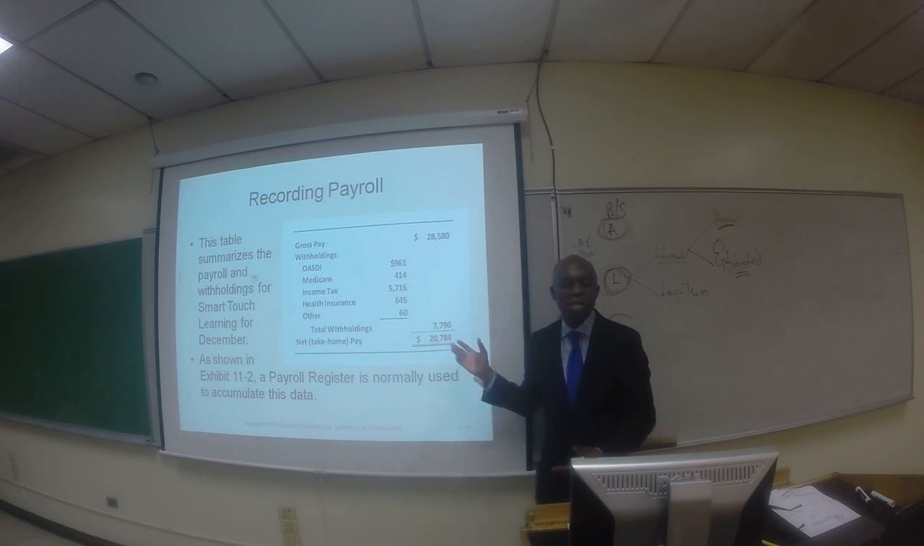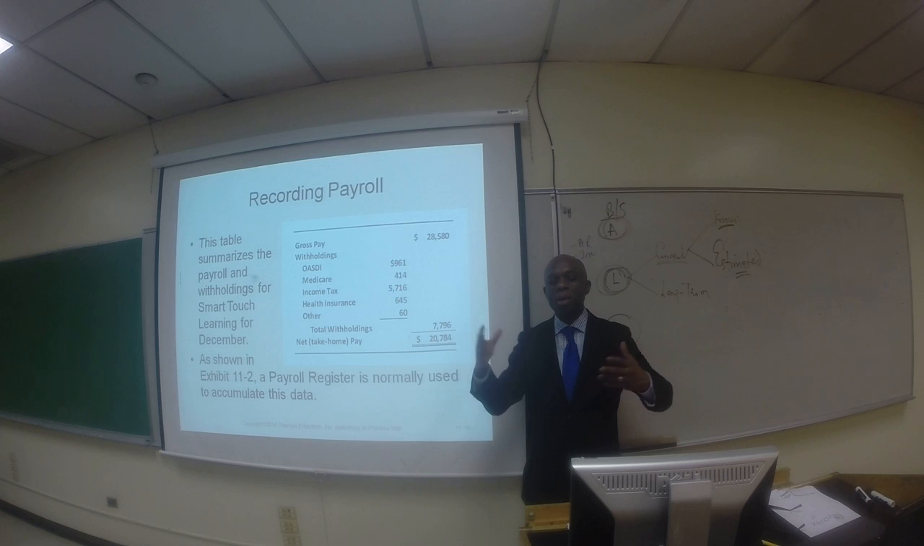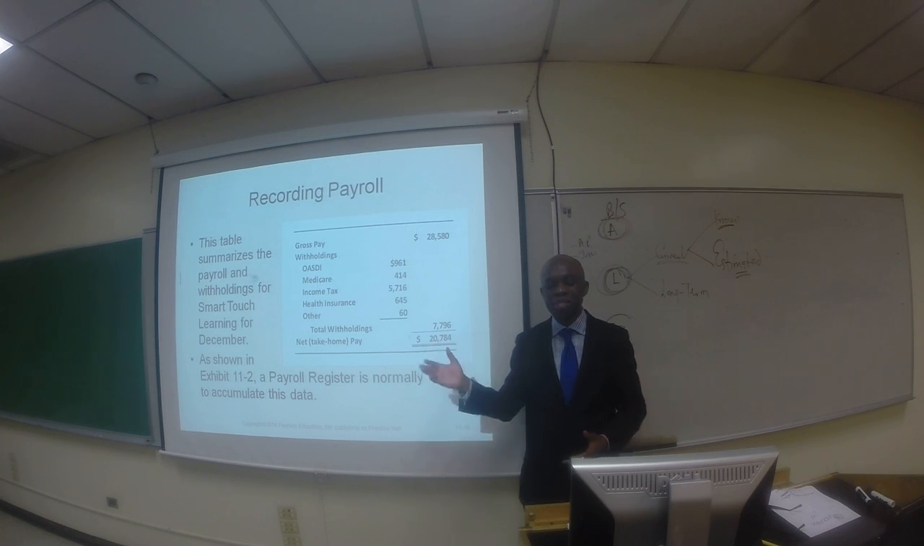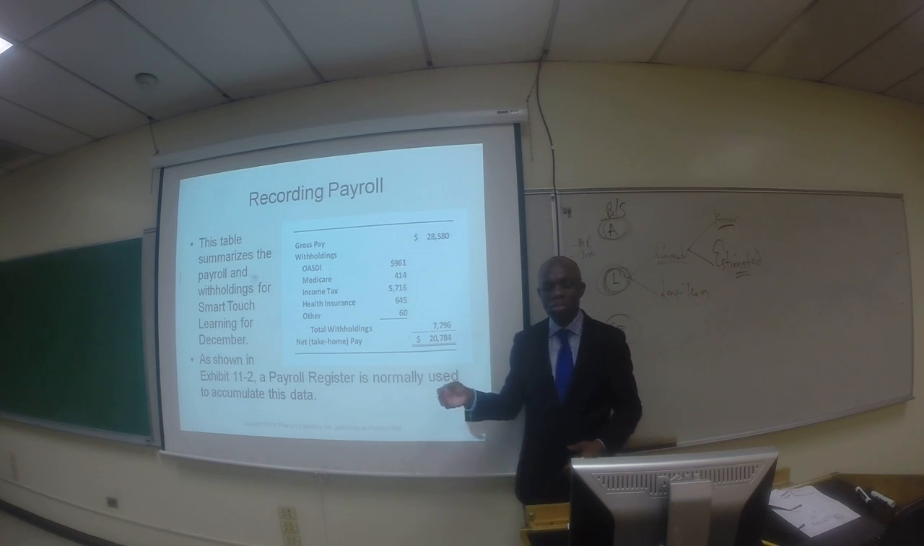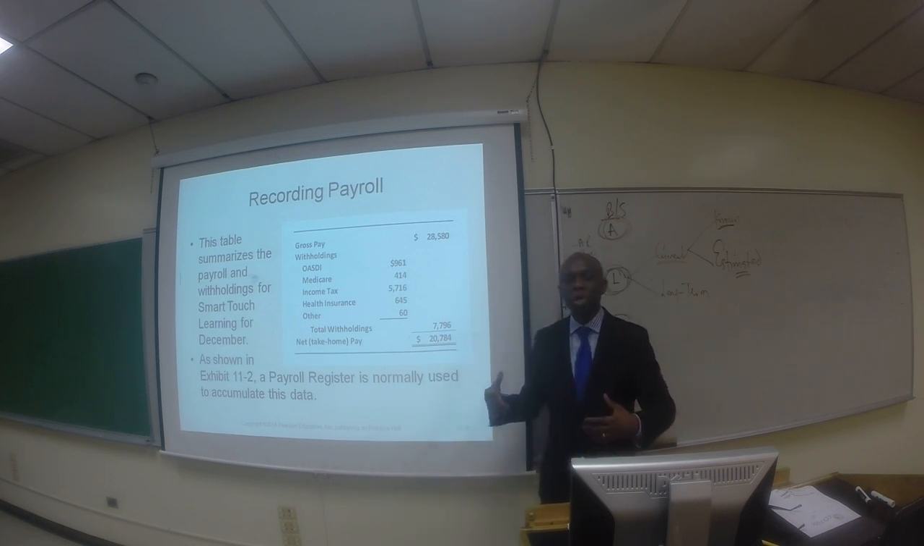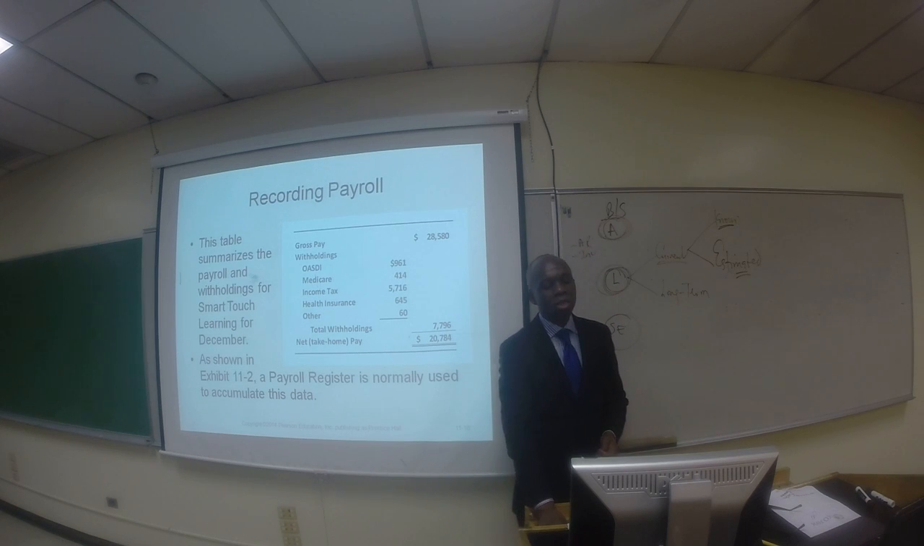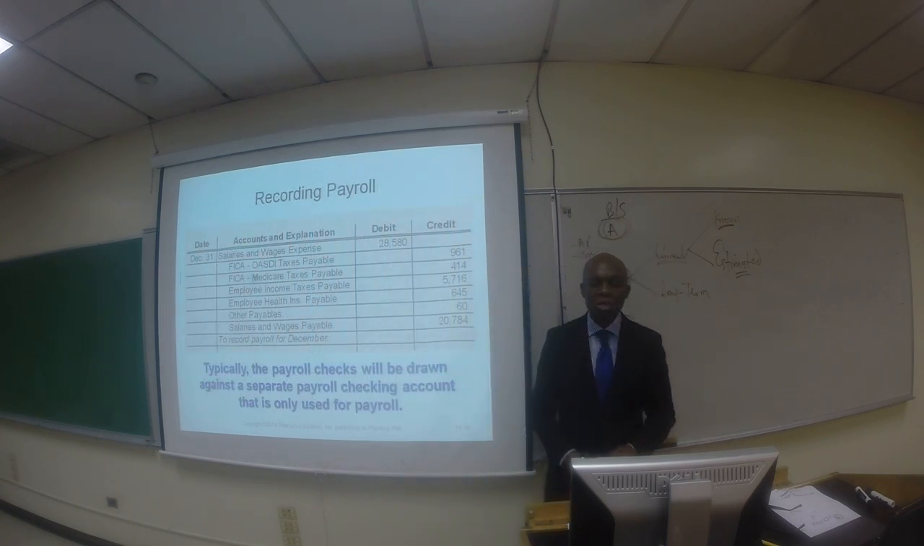Take a look at the situation we have here. Let's assume that our gross pay for all the employees is $28,580. Look at what happened. We withheld from all the employees OASDI, Medicare, income tax, and so on. Our total withholding is 7,796. So the difference between our total withholdings and gross pay is $20,000. That is the employees' take home. Now, how do we make the journal entry? Let's take a look at what happened.